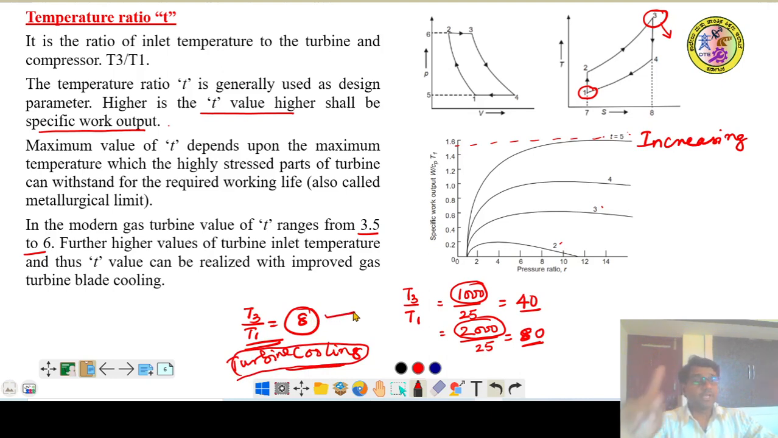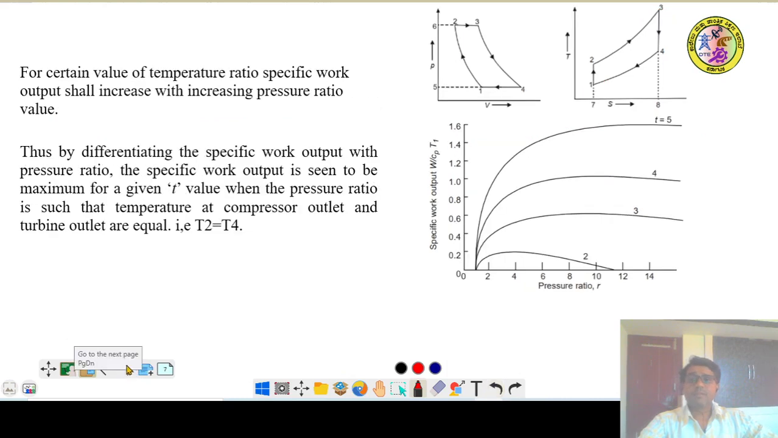So, to increase the efficiency, if the pressure ratio increases, efficiency increases. If the temperature ratio increases, work output increases. These are the two factors. For a certain value of temperature ratio, specific work output shall increase with increasing pressure ratio. Observe here, for certain temperature ratio values, the specific work output does not always increase. Look, for a temperature ratio of 2, when the pressure ratio is increased, the specific work output is decreasing.